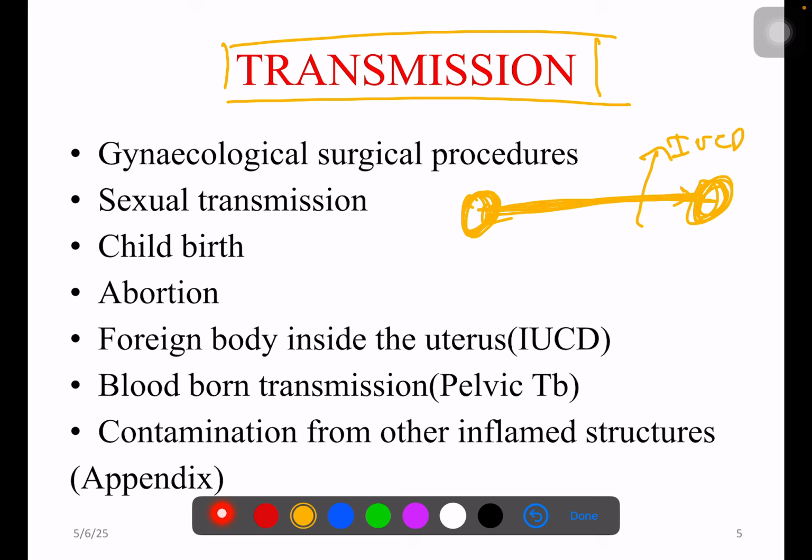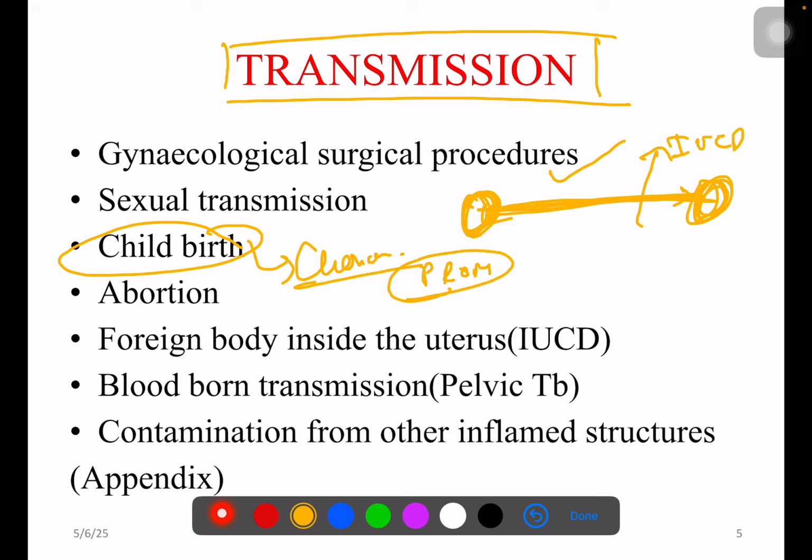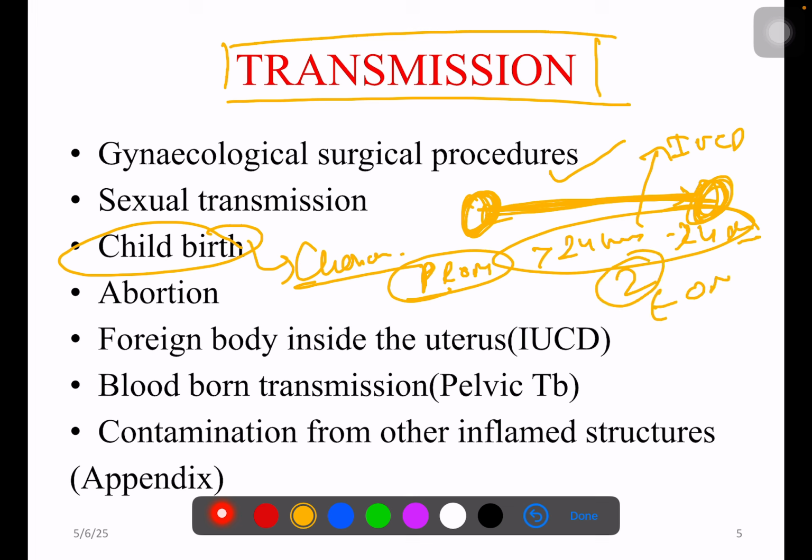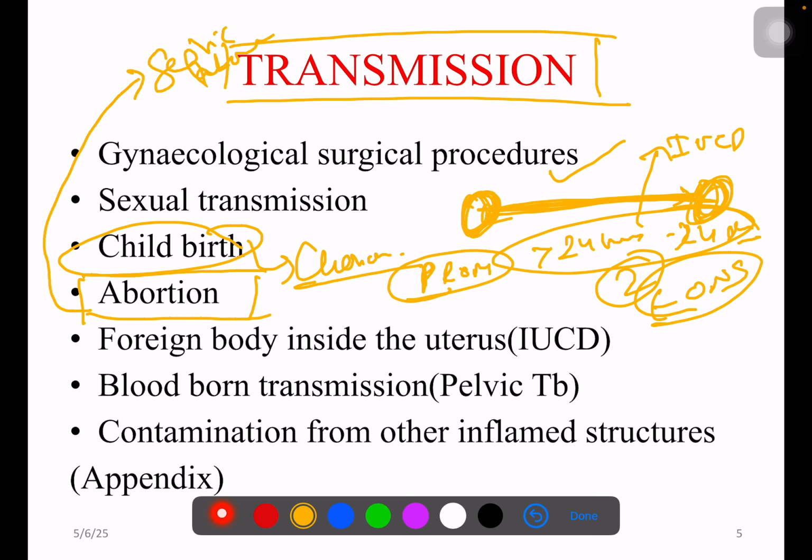Along with that, you can also add gynecological surgical procedures, and childbirth in case of suspected chorioamnionitis. For example, there's a prolonged rupture of membranes. If there's a prolonged rupture of membranes, more than 24 hours, more than 48 hours, there is high risk of two things. One is early onset neonatal sepsis, EONS, and the other one is, of course, infection. Chorioamnionitis may seed and that leads to PID. Abortion, mainly the important one is septic abortion. So septic abortion cases always rule out PID.